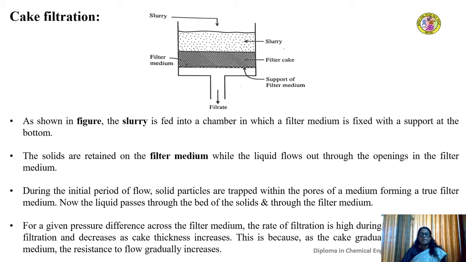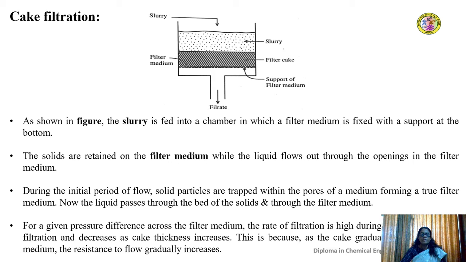So as the cake thickness builds up, the resistance to flow of filtrate increases. So whatever rate that you obtain at the beginning is the maximum, and that rate of filtration goes on decreasing as the filtration operation proceeds. So that is how the cake filtration takes place.